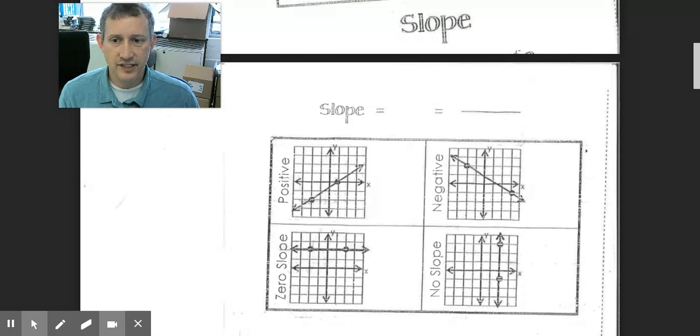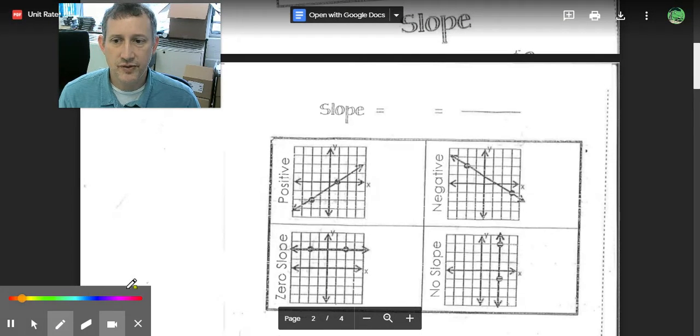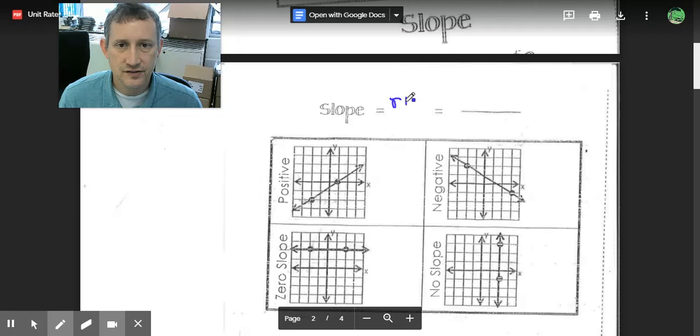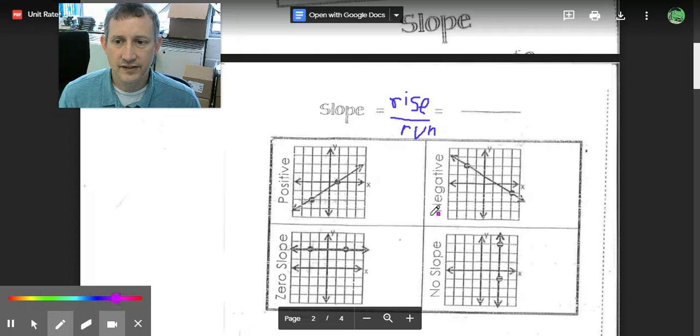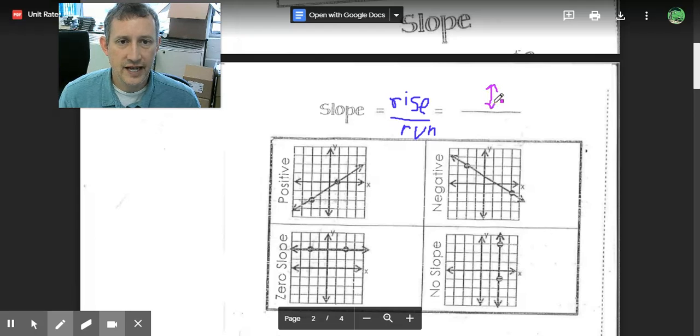Now we're going to keep coming back to this all the time. Slope is rise over run. So if you haven't already, I want you to go ahead and write that right here. So we're going to write slope is rise over run. If we're looking at a graph, what does that mean? That means we're going to be looking at up and down, and that number is going to go on the top. How much from one point to the other point did it go up or down?